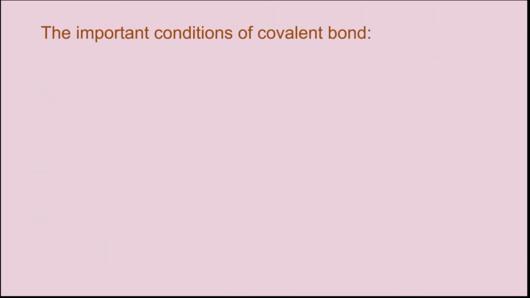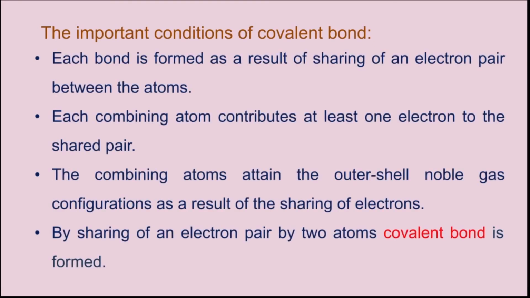Now let's see the important conditions of covalent bond. Each bond is formed as a result of sharing of an electron pair between the atoms. Each combining atom contributes at least 1 electron to the shared pair. The combining atoms attain the outer shell noble gas configurations as a result of the sharing of electrons. By sharing of an electron pair by two atoms, a covalent bond is formed.